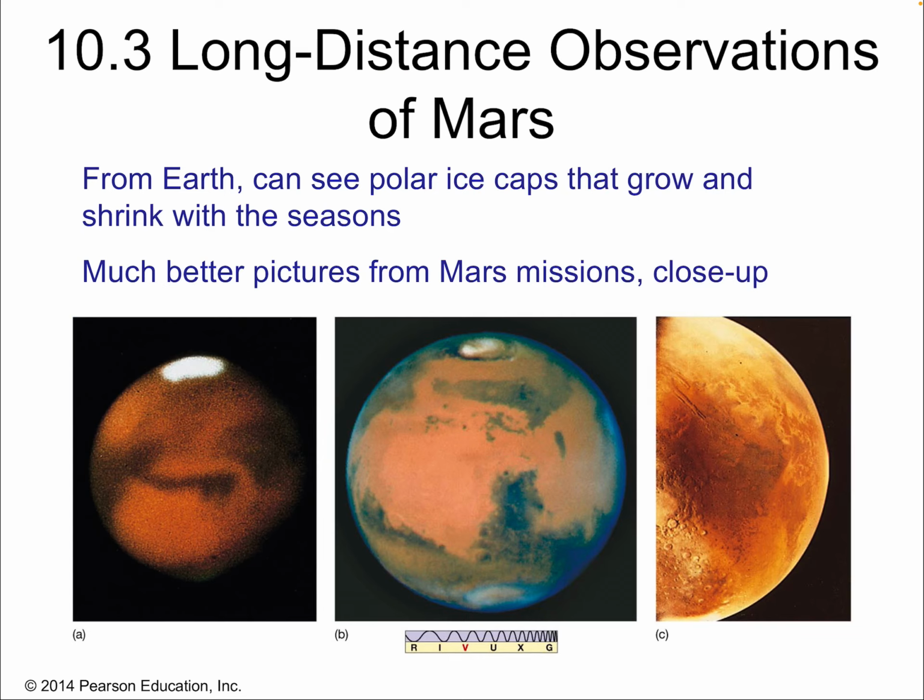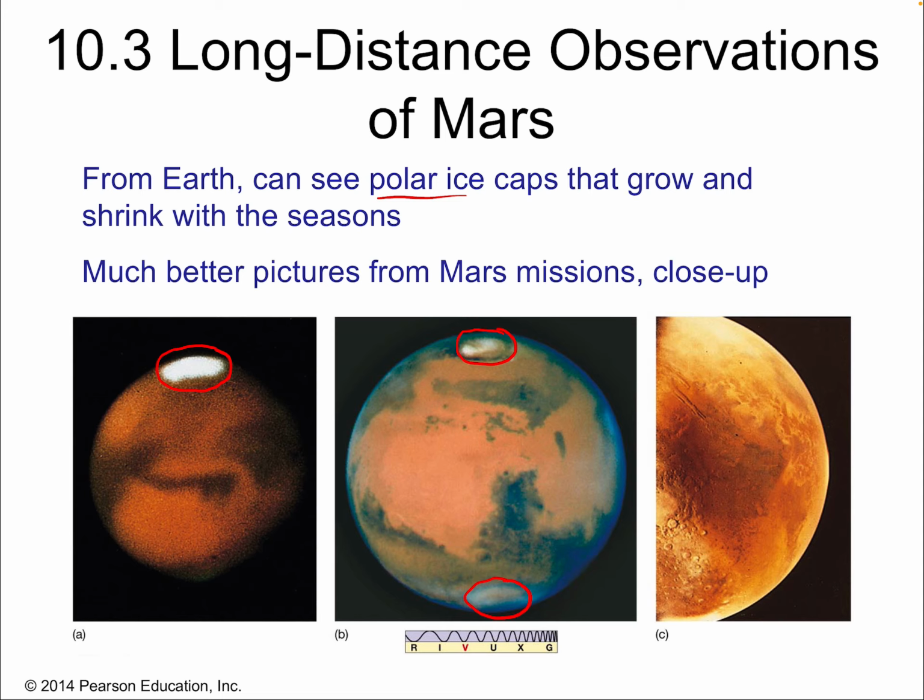Well, one thing we can see from afar are the polar ice caps, and they grow and shrink with the seasons. We can see some better images with close-ups, but we certainly see this very large polar ice cap in the winter season of the Northern Hemisphere, and then a significantly shrunk polar ice cap in the summer season of the Northern Hemisphere. And the southern polar ice cap, the one down here, follows the same process, just opposite times of the year.